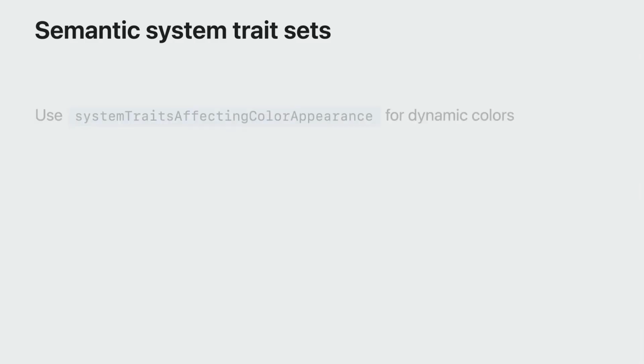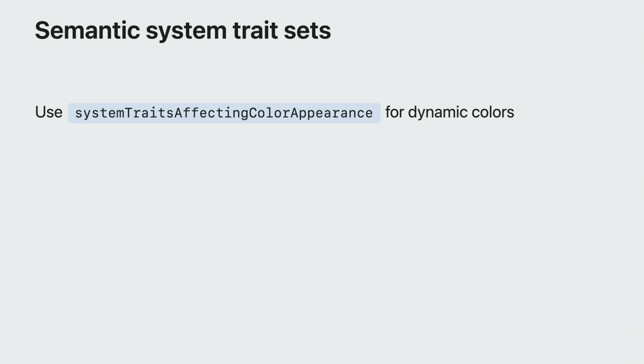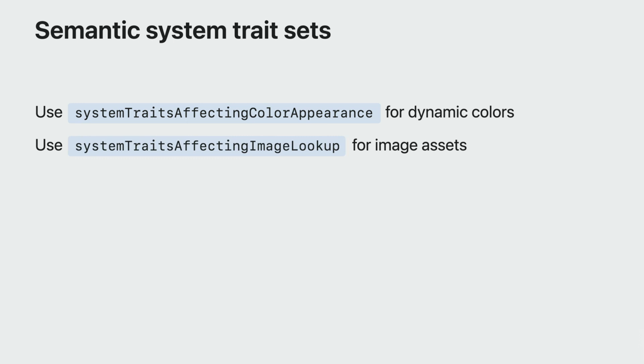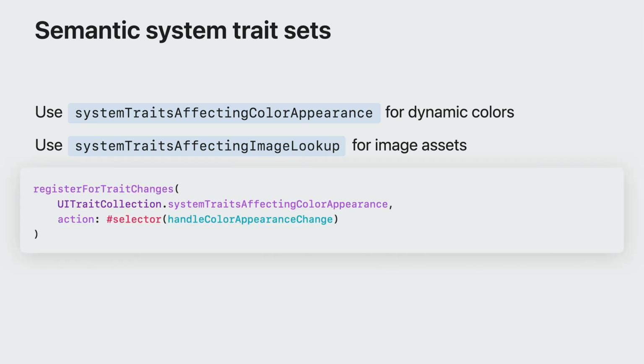In addition to registering for individual traits, you can also register using new semantic sets of system traits. For example, there is system traits affecting color appearance, which returns any system traits that may affect the way system dynamic colors resolve. There's also system traits affecting image lookup, which returns the subset of system traits that are considered when you load an image using UIImageNamed. Pass either of these sets directly to register for trait changes to perform custom invalidation.